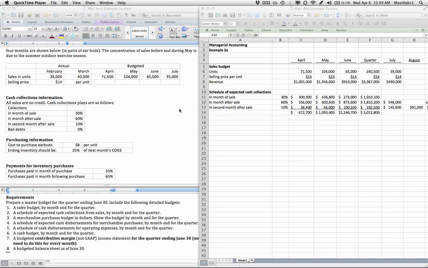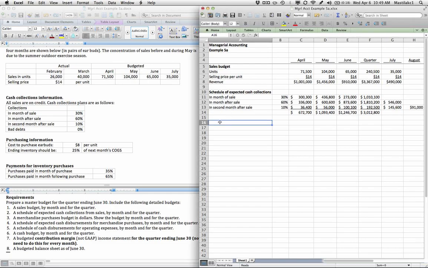Okay, the next thing that we need to do is to plan our inventory purchases. If we're going to sell things, and if those sales are going to generate cash collections, in order to sell things, we actually have to have those things on hand to sell. And again, just like predicting sales is not an easy task, predicting the amount of inventory to have on hand is not an easy task.